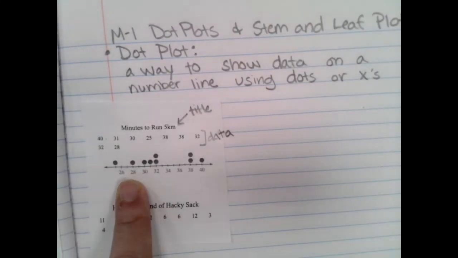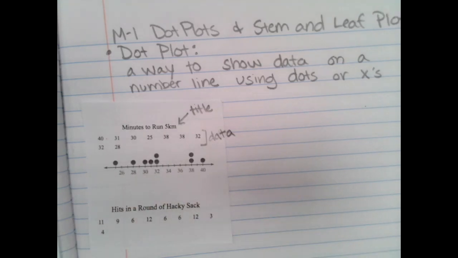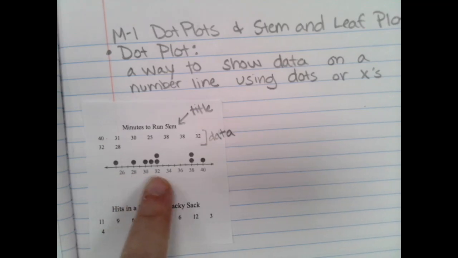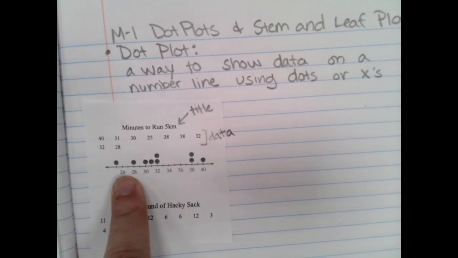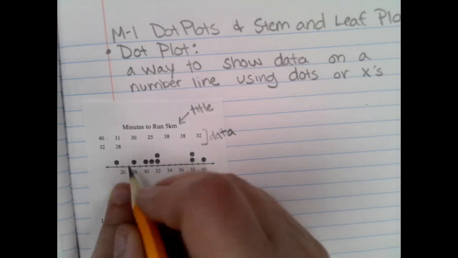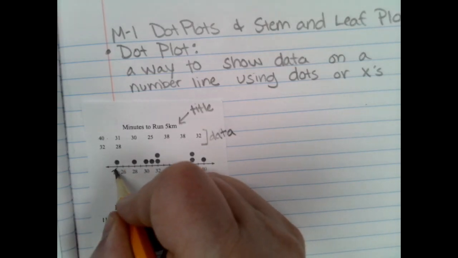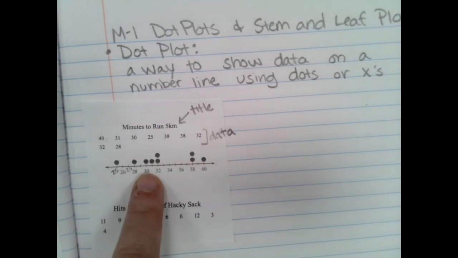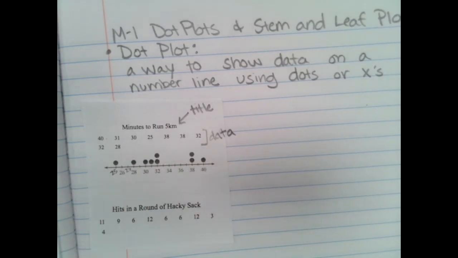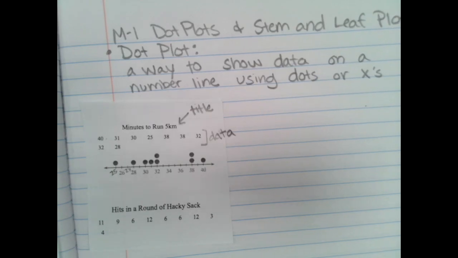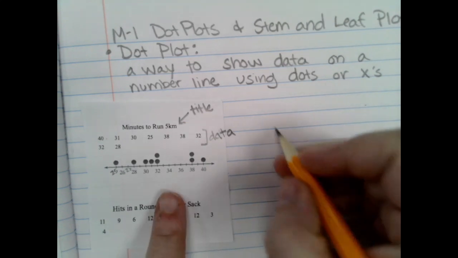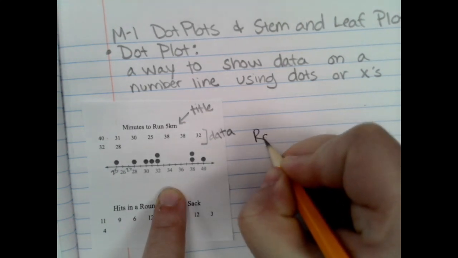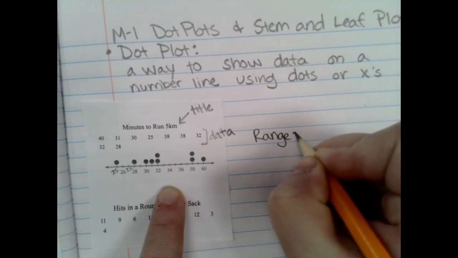Okay, what are we counting by on our number line? It looks like it's counting by 2s. They labeled every other. But what does each tick mark actually represent? 1. So it really goes like 25, 26, and then this is really 27, 28. They just skipped every other one to make it look a little bit better. So kind of by 2s, kind of by 1s. Depends on how you look at it. Okay, we're just going to find 2 things with this. We're going to find our range, and we're going to find our mode.